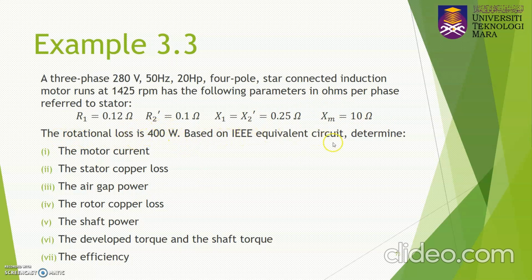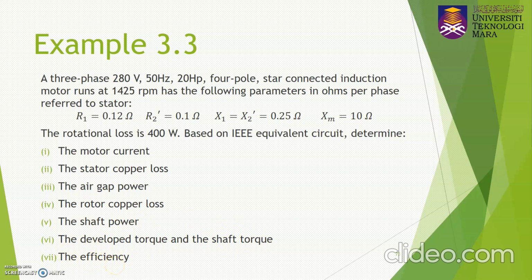Based on the IEEE equivalent circuit, you need to use the IEEE equivalent circuit. You need to determine the motor current, and then the I line. You need to determine the stator copper loss, the PSCL, the air gap power, and the rotor copper loss, PRCL. Then you need to determine the shaft power. What does it mean by shaft power? Shaft power is actually the output power. Then you need to calculate the developed torque and also the shaft torque. The developed torque is based on the P mechanical, P developed, and the shaft torque is based on the shaft power. After that, you need to calculate the efficiency of the induction machine.